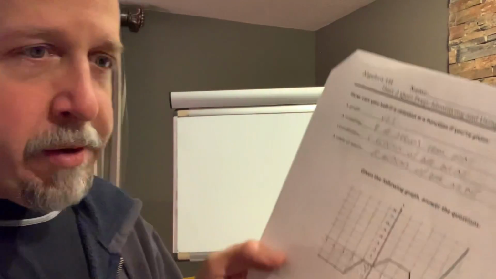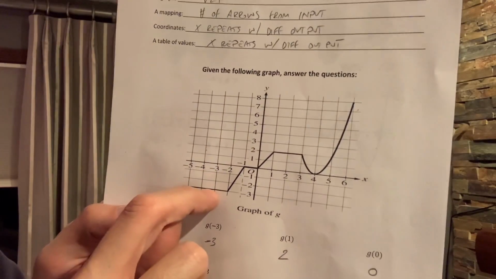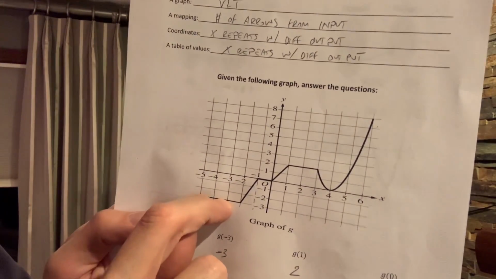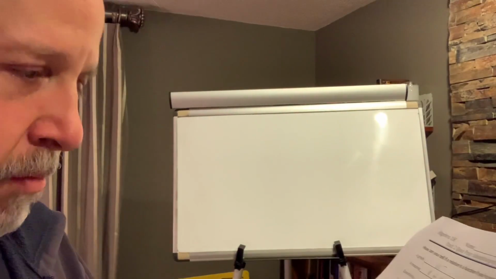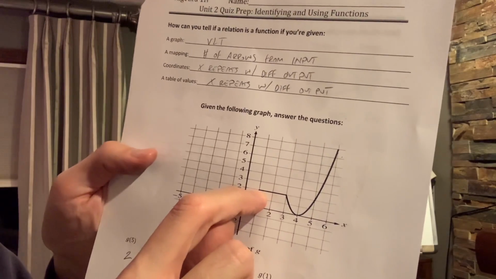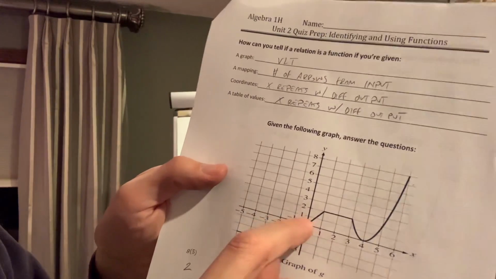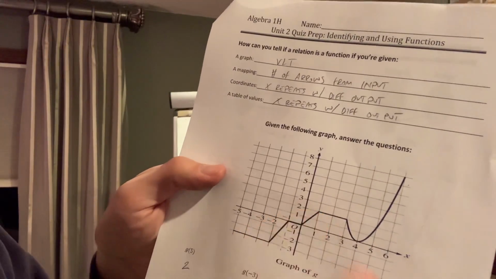G of negative 3. Go to negative 3 on the x-axis. And the output is also negative 3. So the answer there is negative 3. G of 1. Go to 1 on the x-axis and see where it is in the graph. That's actually at 2. So the answer is 2. And g of 0. Well, when the input is 0, the output's also 0, because that's where it's crossing at the origin. The answer is 0.